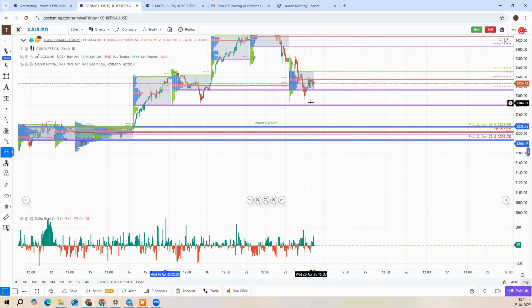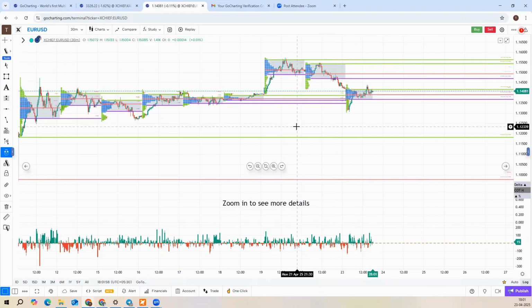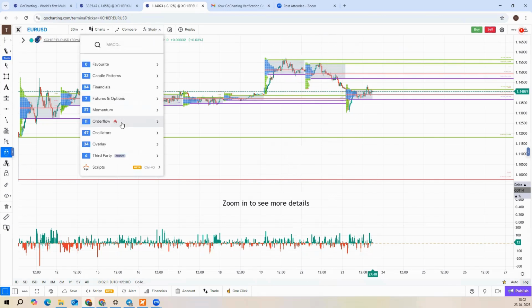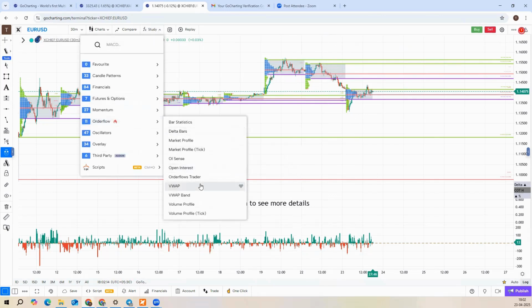So this was the gold analysis. Now let's come to Euro USD, guys. Yesterday, if you remember our analysis, we were discussing that Euro USD can break from these levels. We could see some negative slope in the VWAP. So let's try to apply the VWAP over here, and in the VWAP band, we could see that the slope was getting negative.